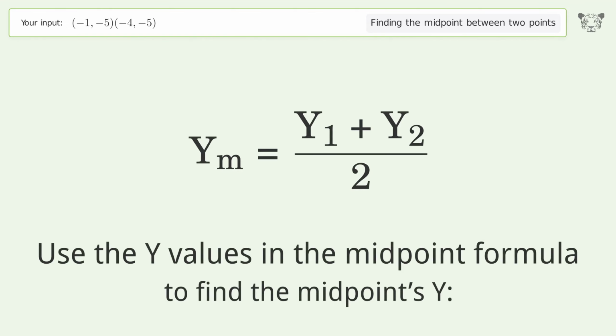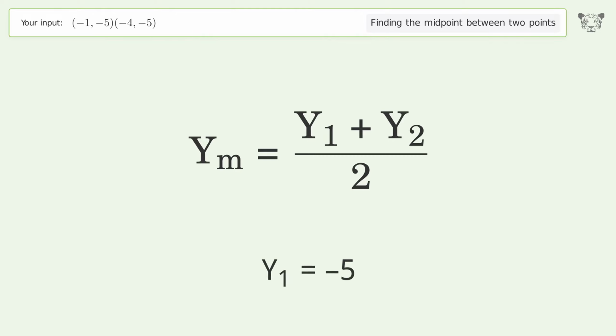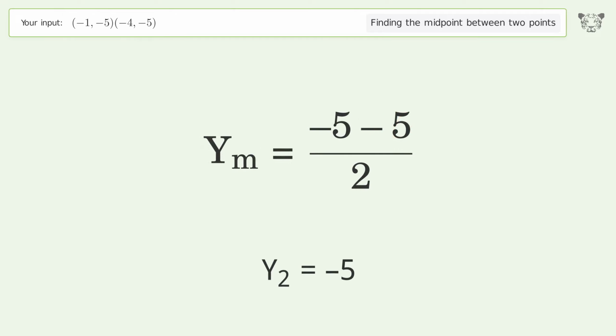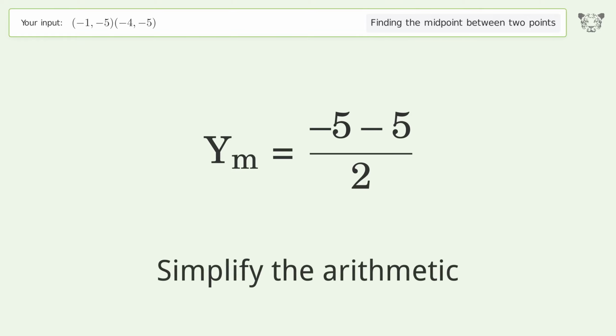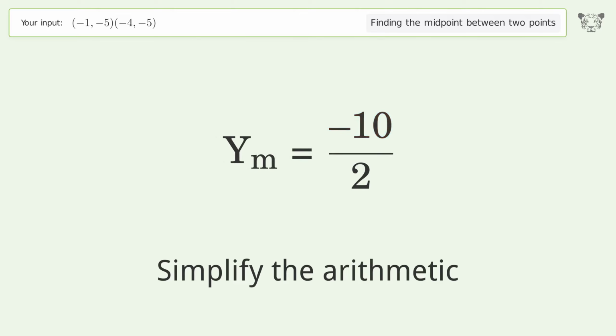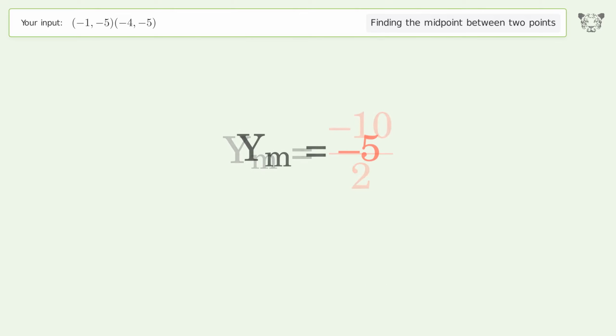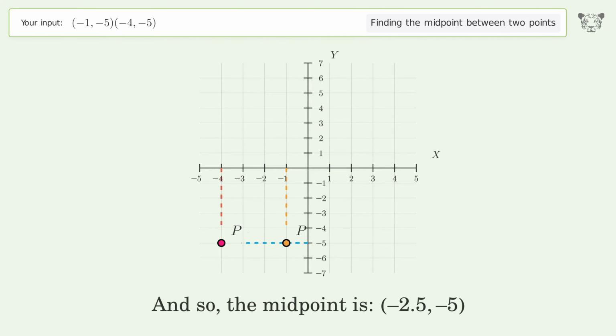Use the y values in the midpoint formula to find the midpoints y. y1 equals -5. y2 equals -5. Simplify the arithmetic. And so, the midpoint is -2.5, -5.